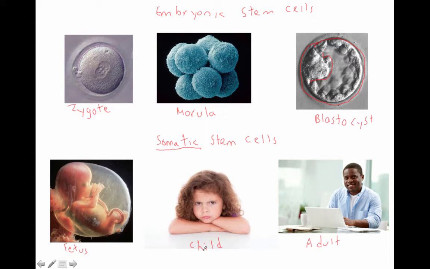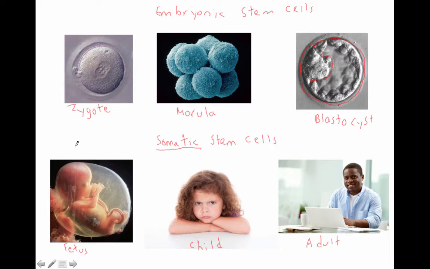While we're on this slide, it's also important to mention real quick that it is this stage here, the morula stage, and the blastocyst stage. These are the sources of embryonic stem cells that are used for research. These are obtained from in vitro fertilization clinics when the parents have decided they're not going to use them anymore. They can voluntarily donate these to research. Okay, so let's move on to the next slide.